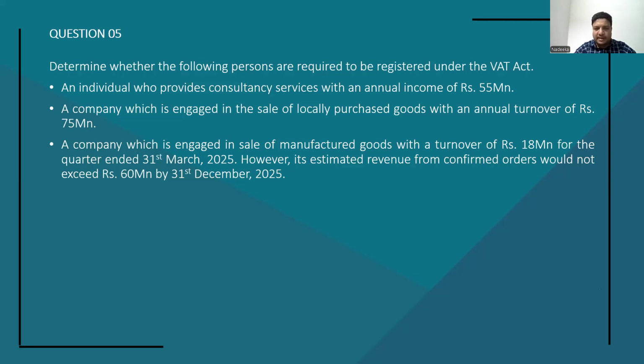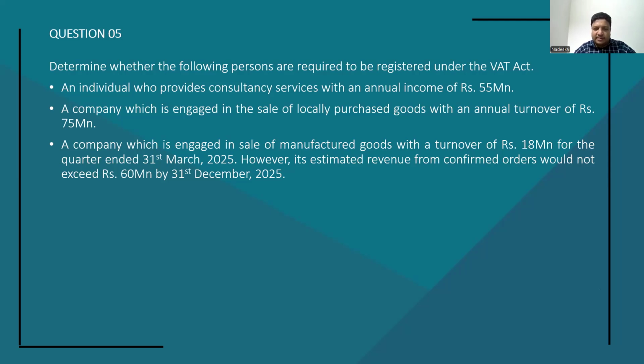The company has exceeded the 60 million threshold, so the company is required to be registered. A company which is engaged in sale of manufactured goods with a turnover of 18 million for the quarter ended 31st March 2025. However, its estimated revenue from confirmed orders would not exceed 60 million by 31st December 2025. Now, after the first quarter, they exceeded the quarterly threshold, which is 15 million. They have exceeded that. Their turnover is 18 million for the first quarter.